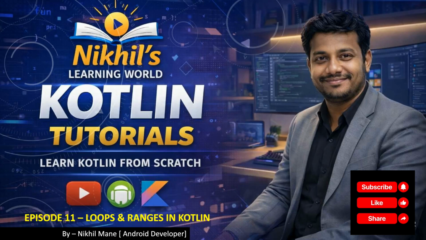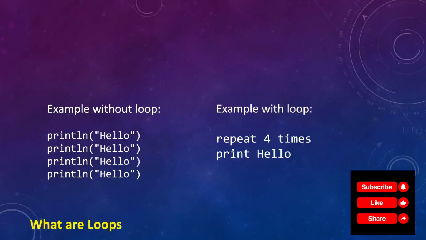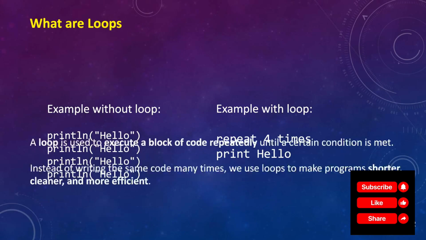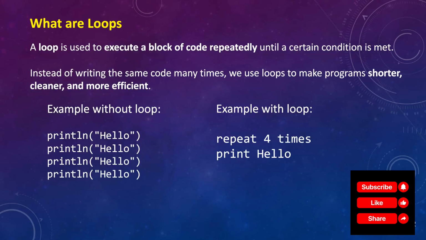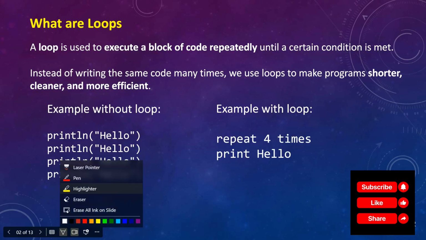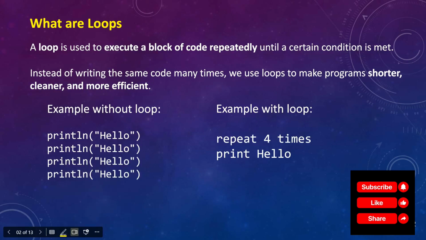So today we will learn loops and ranges in Kotlin. So let's get started. Loops are very important in programming because they allow us to repeat a block of code multiple times without writing the same code again and again. In this tutorial we will learn what are loops, types of loops in Kotlin: for loop, while loop, do while loop, ranges in Kotlin, and loop control statements.